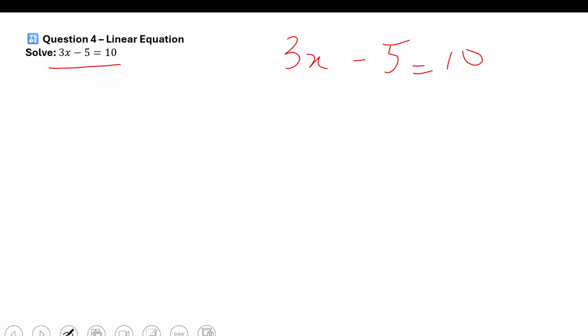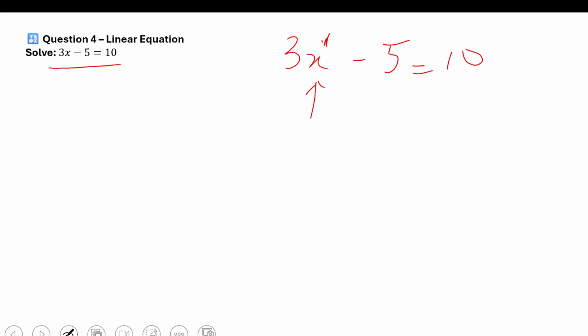So the highest power of the variable x is 1. Don't have any other variable here. So the highest power of the variable is 1. If you have the highest power of the variable as 2, that becomes a quadratic equation. So that's the difference between linear equation and quadratic equation. So for linear equation, once again, the highest power of the variable is 1.